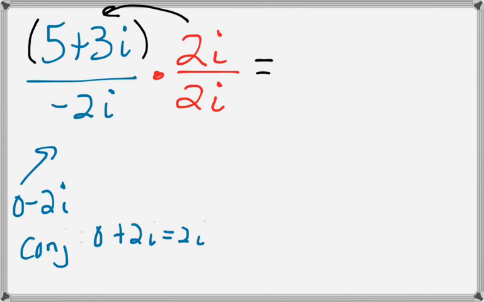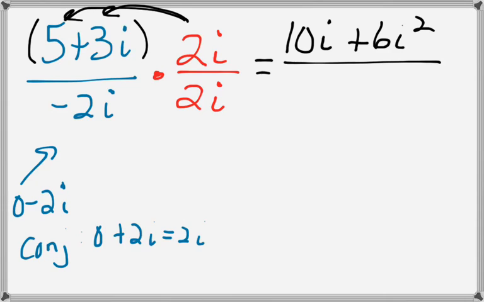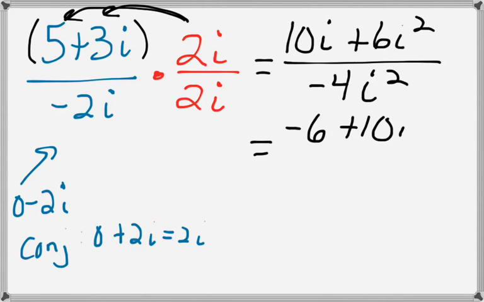So we're going to distribute on the top since the numerator had a plus sign. No distributing necessary on the bottom because there's no addition or subtraction. It's just negative 2i times positive 2i. So negative 2 times positive 2 is negative 4, and then i times i is i squared. Then we need to replace each of those i squared with negative 1.